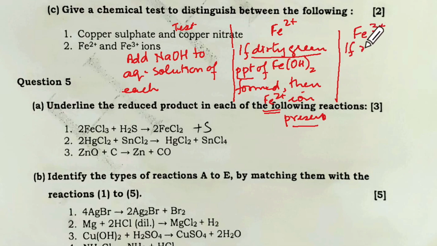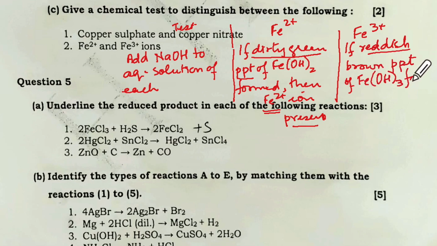If reddish brown, underline reddish brown. Right. Very good. PPT of what? Fe(OH)3 formed. Then Fe3+ ion, very good, is present. Is it making sense to you? Yes. Okay. Now we finish with this.